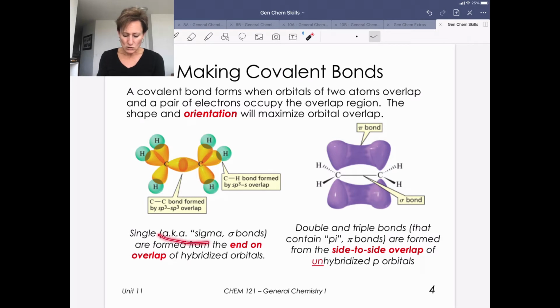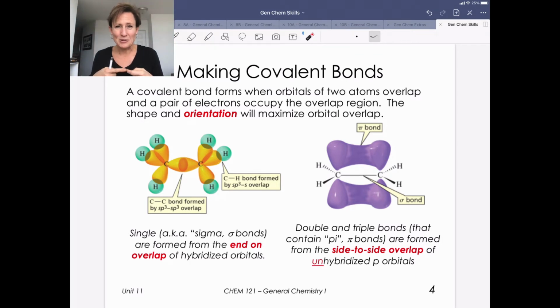So when we form single bonds, we're also going to call those sigma bonds. This is the Greek letter sigma, okay? So single and sigma sound the same, so that can help you put those together. When we form single bonds, that happens from end-on overlap of hybridized orbitals. So sigma bonds are end-on overlap of hybridized orbitals.